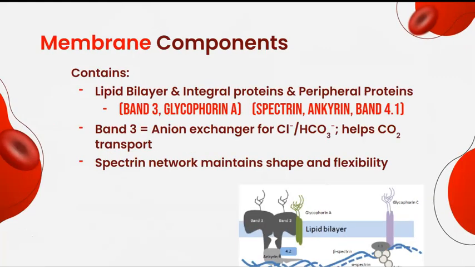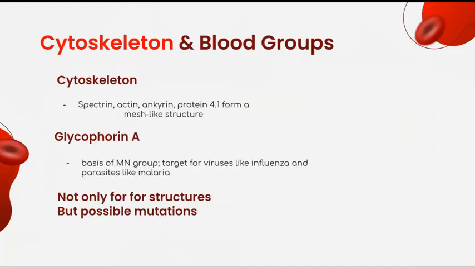The RBC membrane is composed of 3 main elements: a lipid bilayer for flexibility, integral membrane proteins, and peripheral proteins. So for integral membrane proteins, like band 3, which exchanges chloride and bicarbonate to aid CO2 transport, and glycophorin A, which carries many blood group antigens and even serves as an entry point for certain pathogens.